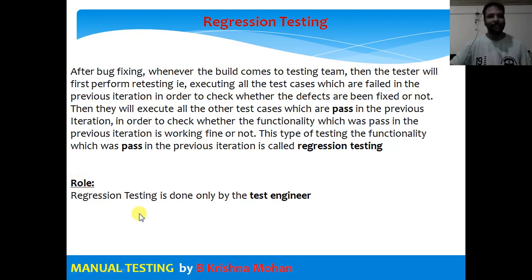Regression testing is only done by the test engineers, and it will be done from the second iteration onwards. In the first iteration we can't do it, because in the first iteration we will be sending the defects. When the modified build or the new build comes, first we have to retest it, then we have to do the regression testing. So it is also done from the second iteration onwards.